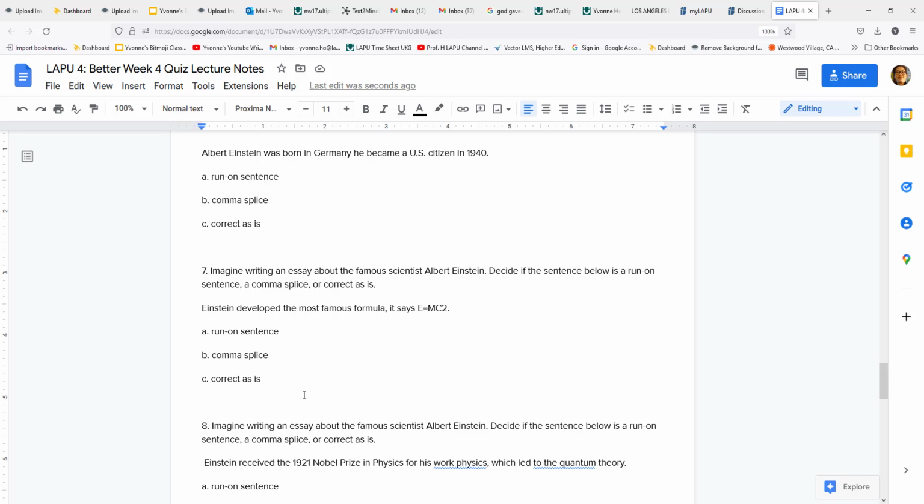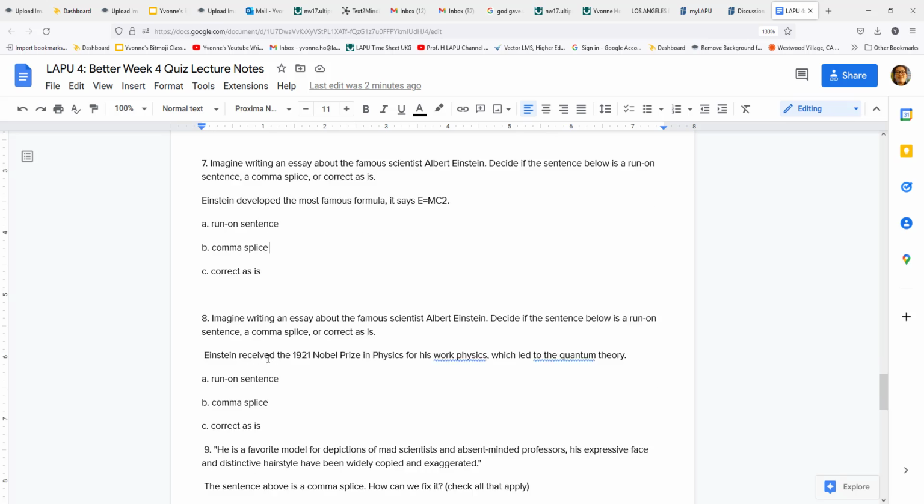Imagine writing an essay about the famous scientist Einstein. Decide if the sentence below is a run-on sentence or a comma splice. Well, we know it's not correct as is because we have two sentences, and look at this, an unnecessary comma. So right away, we know that is a comma splice. A comma splice is when you have an unnecessary comma between two sentences.